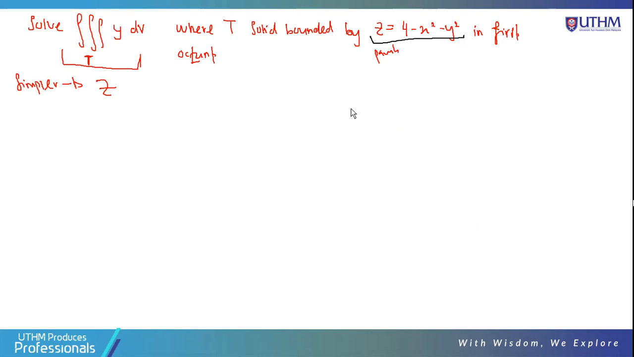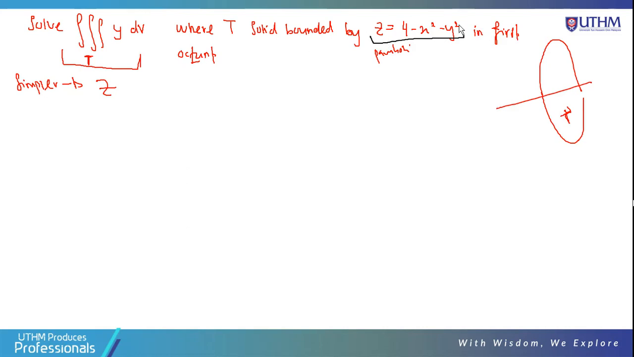So back to the question: Z equal to 4 minus X square minus Y square. You already know this function is a paraboloid. The paraboloid opens upward because of the negative sign; if it is positive, it opens downward. Okay, so you know this represents the paraboloid in the first octant.